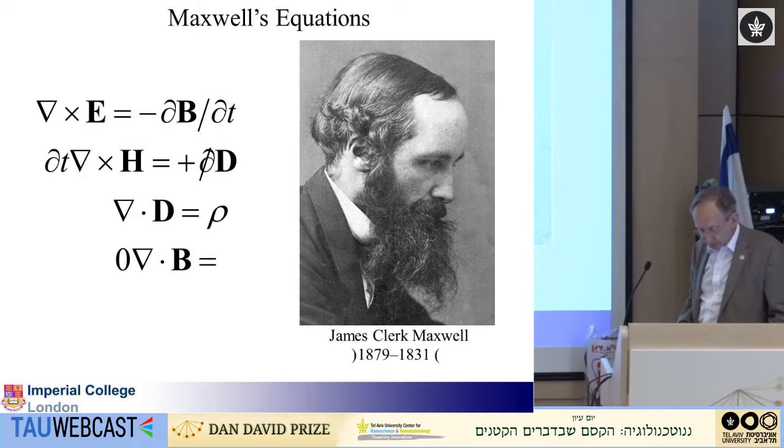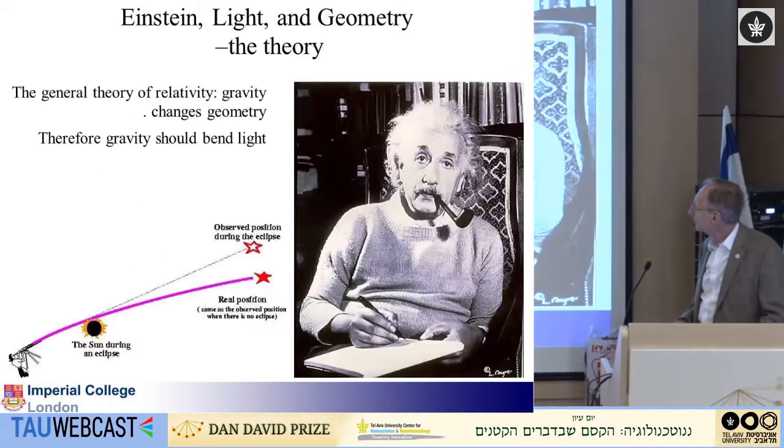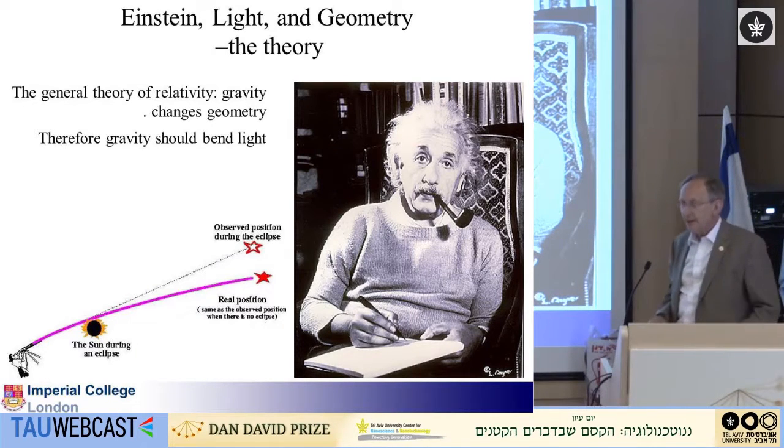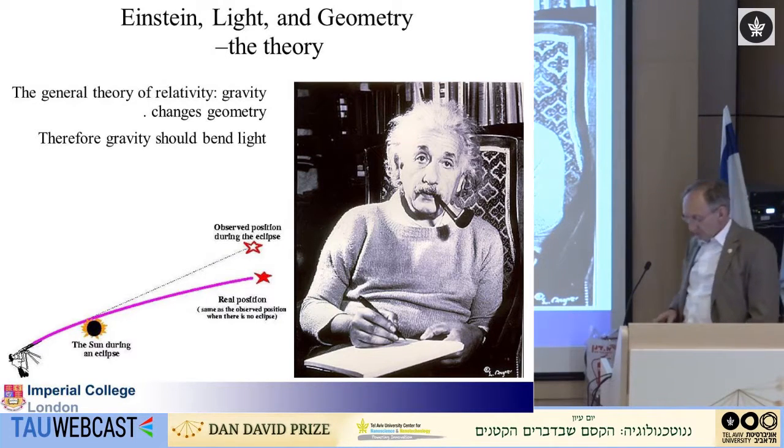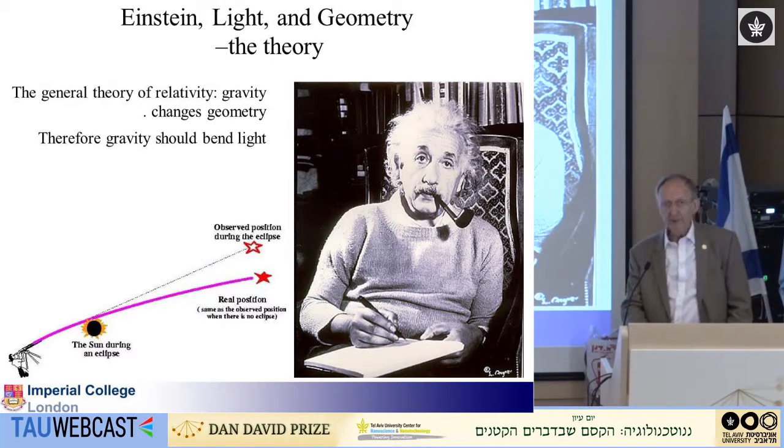So there's Maxwell, and somebody else who's part of our story is somebody who needs no introduction, Albert Einstein, and he also had a theory of fields.